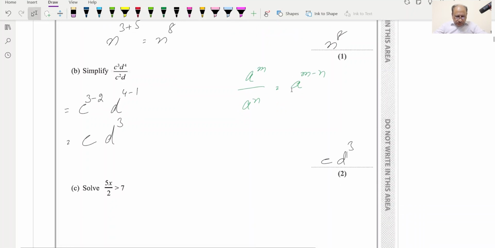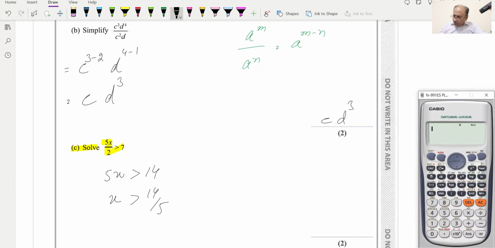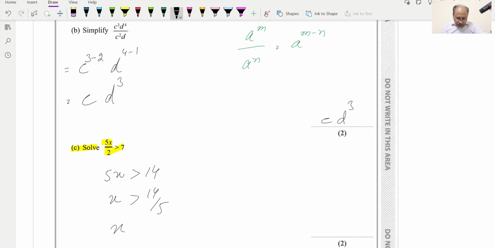Hopefully it's clear now. This one, solve this inequality. We can cross multiply, so 5x is greater than 14, so x is greater than 14 over 5, and 14 over 5 we can change to a decimal value. 14 divided by 5 is equal to 2.8, so x is greater than 2.8. We can provide the answer over here.